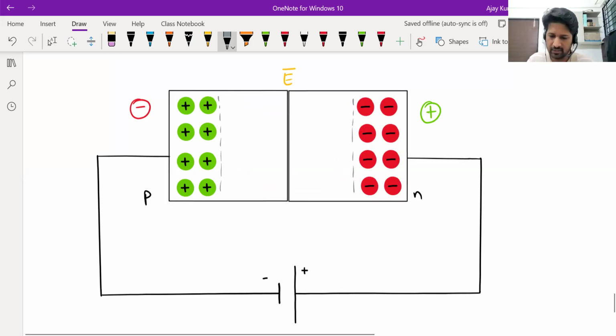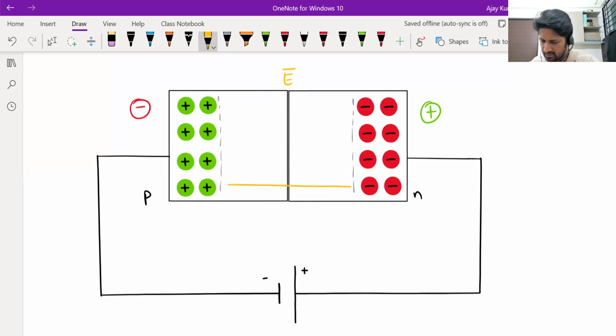And the electric field will now be much stronger than what it was before. It will still be directed from N to P, and it will be stronger in magnitude. And if the electric field is stronger, the potential difference between the N side and P side will be stronger. So you will increase the potential barrier.